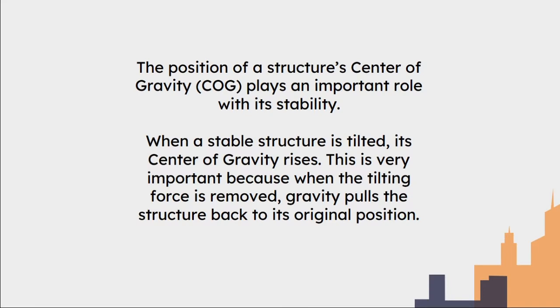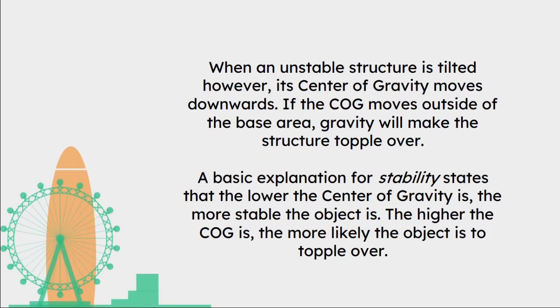The position of a structure's center of gravity, or COG, plays an important role in its stability. When a stable structure is tilted, its center of gravity rises. This is very important because when the tilting force is removed, gravity pulls the structure back to its original position. When an unstable structure is tilted, however, its center of gravity moves downwards. If the COG moves outside of the base area, gravity will make the structure topple over.